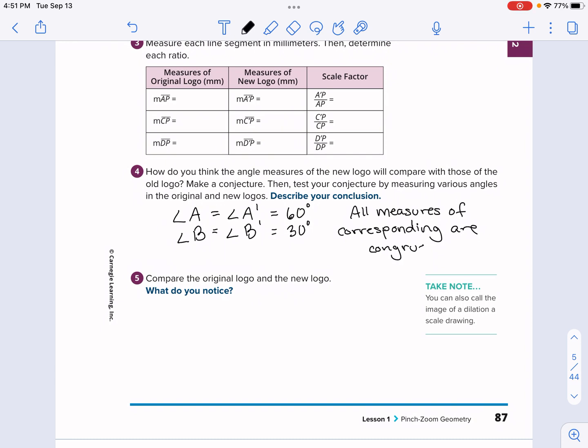So although our figure might get bigger, the angles inside of the figure are still exactly the same. Compare the original logo to the new logo. We're going to say same shape.